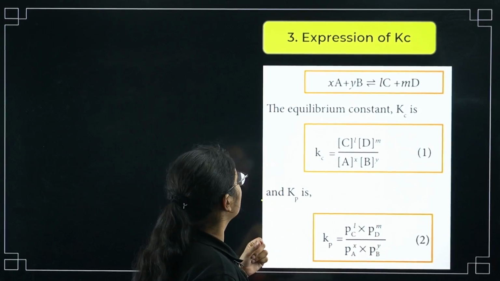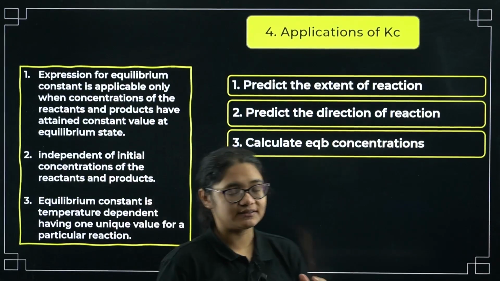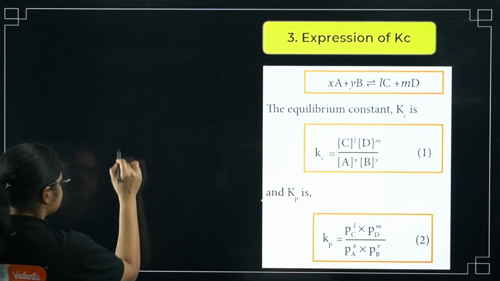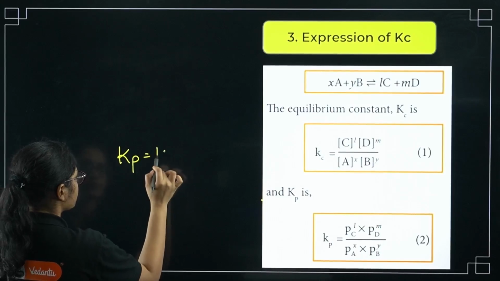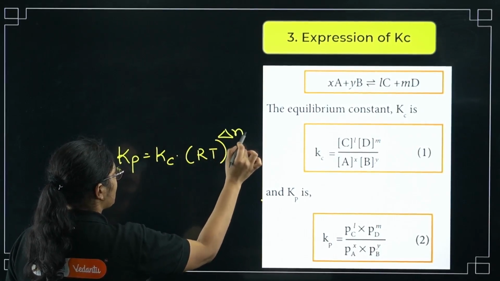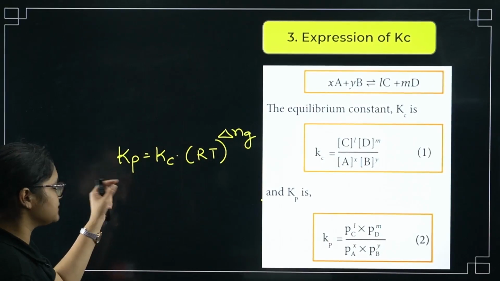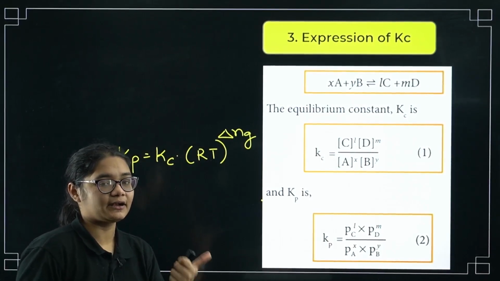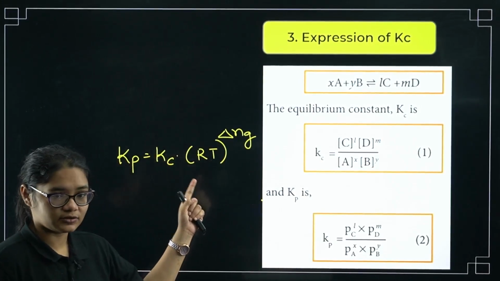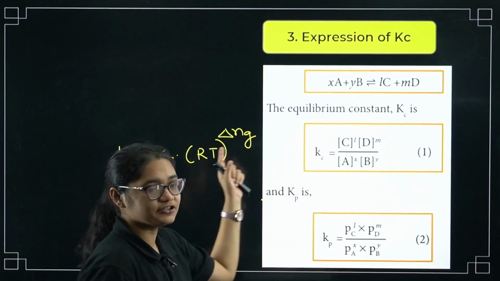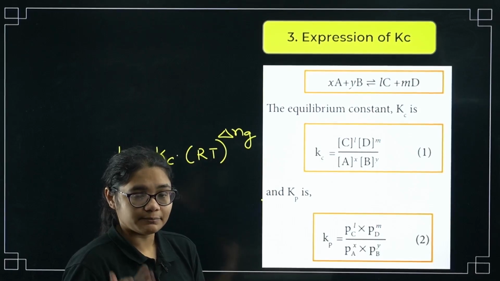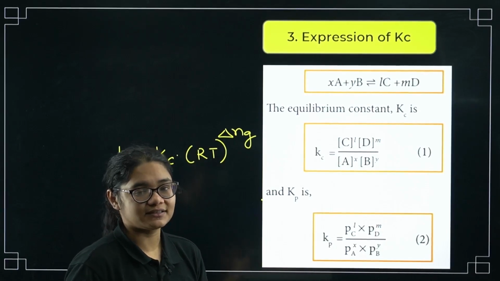Okay, next, here I want to give you one thing, the relation between Kp and Kc. So Kp is equal to Kc (RT) to the power of delta Ng, where Kp is the equilibrium constant at pressure, Kc is the equilibrium constant for concentration, R is the gas constant, T is the temperature, and delta Ng is the number of moles of gaseous products minus the number of moles of gaseous reactants.